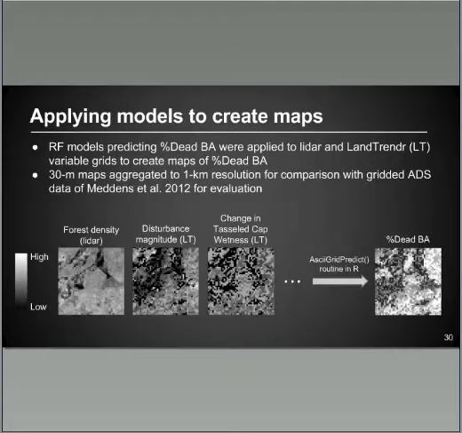So mapping again, after you create these models, you can input grids like forest density, disturbance magnitude from LandTrendr, and change in tasseled cap wetness, what the wetness was before as compared to after disturbance. Those are the inputs, and you put them into your random forest model. We did all of our work in R, and the output is a percent dead basal area map, spatially explicit across our study areas. We produced our maps at 30 meters, but to compare with the gridded aerial detection survey product, we binned it to 1 kilometer, so there were comparable resolutions.